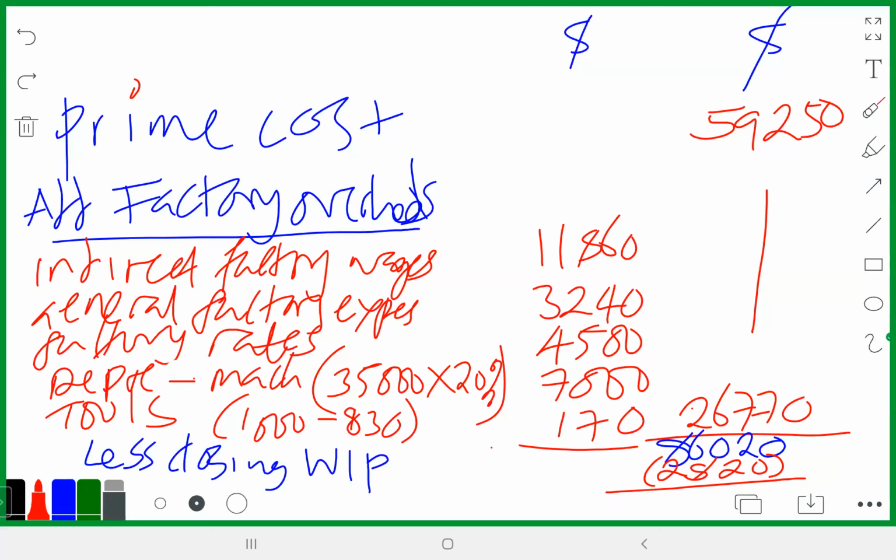Okay. So 83,200. This is what you're going to report now as the cost of production. Of course, the net cost of production. This one is going to be called your net cost of production. Is that clear?